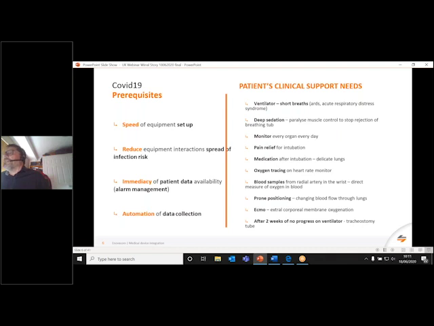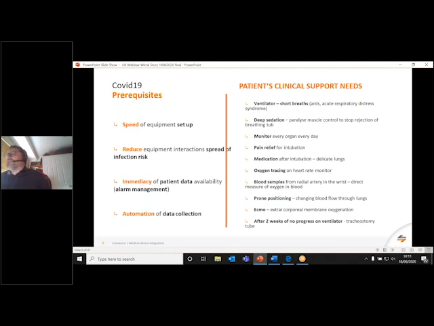The HSJ reported last month, from an article written by the Royal College of Physicians, that one fifth of medical staff are currently on sick leave due to COVID-19, with one in four doctors self-isolating in the UK right now. When resources are this thin, it is imperative to turn to technology and automating the processes of capturing, validating, and exchanging information as quickly as possible.